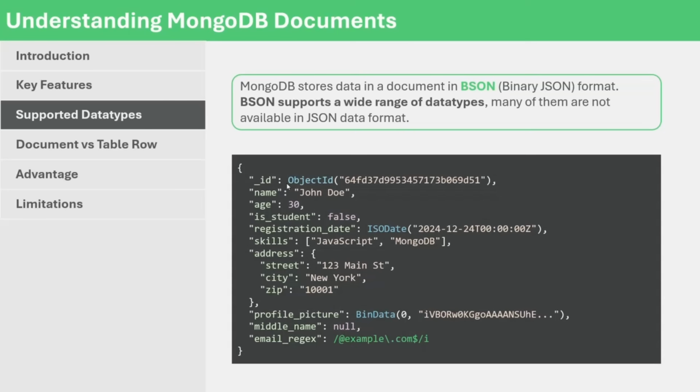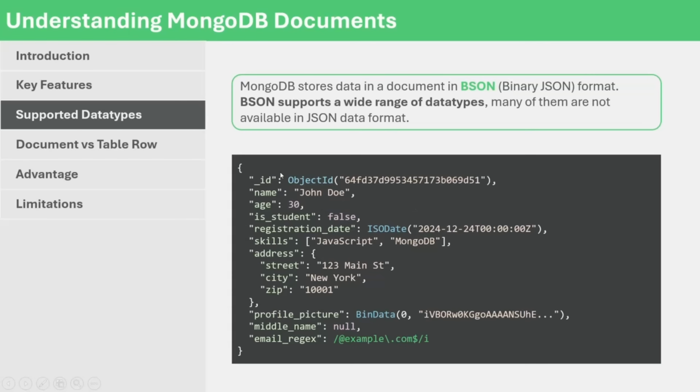Here is a simple example where I have a document which has fields assigned with different types of value. Here this underscore ID field is assigned with an object ID. This name is assigned with a string value. Age is assigned with a number value. Is student field is assigned with a Boolean value. This registration date is storing an ISO date value. This skills field is storing an array. And this address field is storing an embedded document.